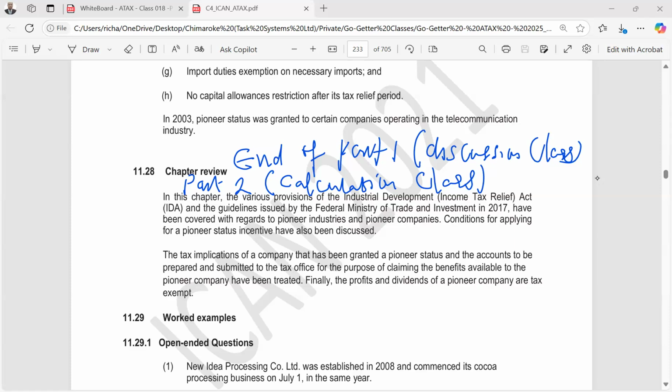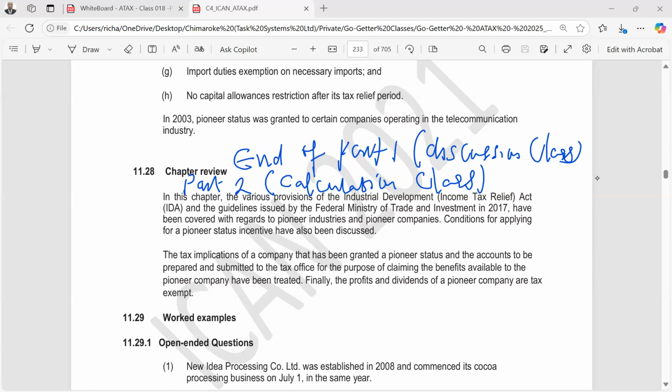Last class, we discussed the pioneer legislation, and we talked at length about the theory parts, the discussion class. Today, we will be going straight to the calculation part of the whole thing. And let's look at some questions and see how we can tackle questions on pioneer legislation.